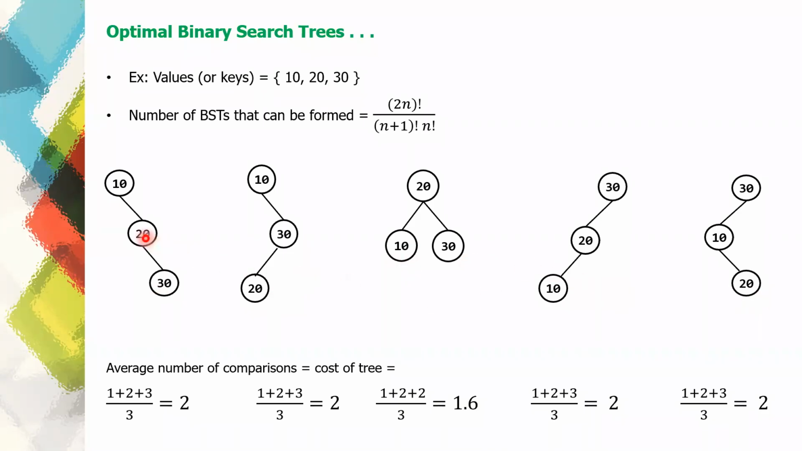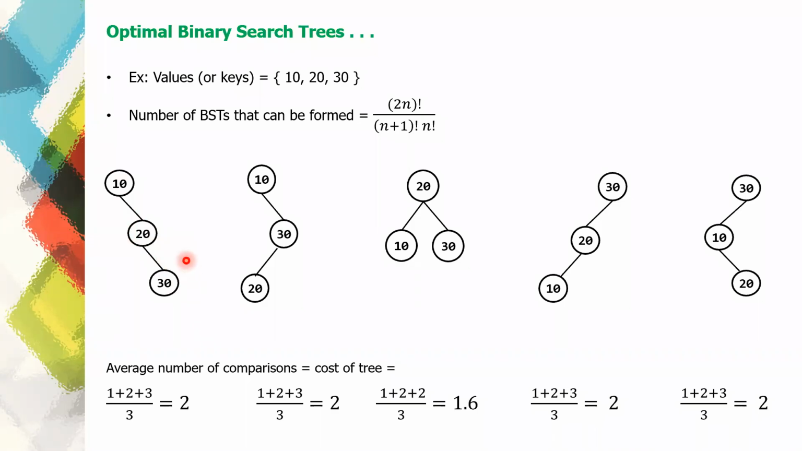So you can see here, I have taken 10 as the root. After taking 10 as the root, I have taken 20 as the right child. This is because 20 is greater than 10, and all the values that are greater than 10 should form the right subtree. So 20 is inserted here. Then the third value, which is 30, will be the right child of 20, because again 30 is greater than 20. So this is one binary search tree that I have formulated.